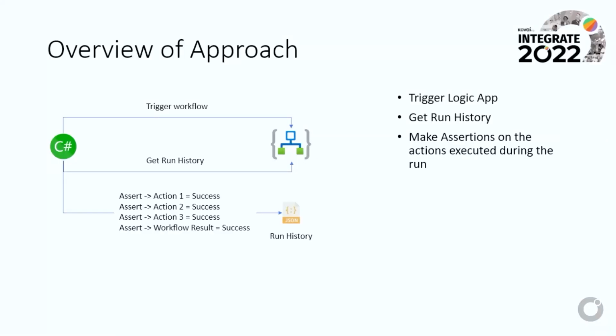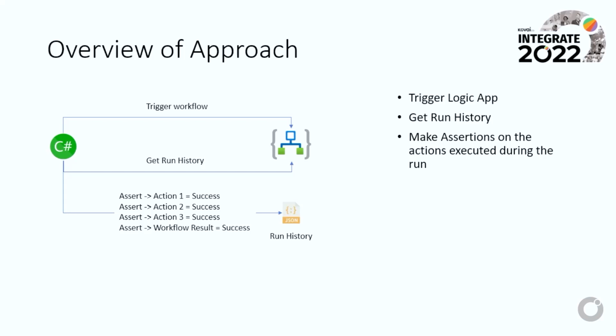Because things are a little bit different, and that's really what I want to talk about today. And there's a couple of different approaches I want to go through. But as a general overview, the approach that we want to take when we test a Logic app is we're going to write some code in C#. It's going to trigger a workflow. We're then going to get the run history for that workflow we triggered, and we're going to make some assertions to check certain things happened.